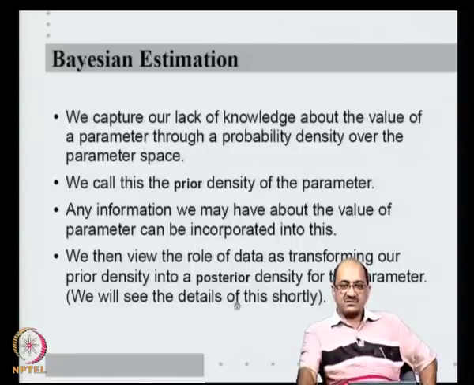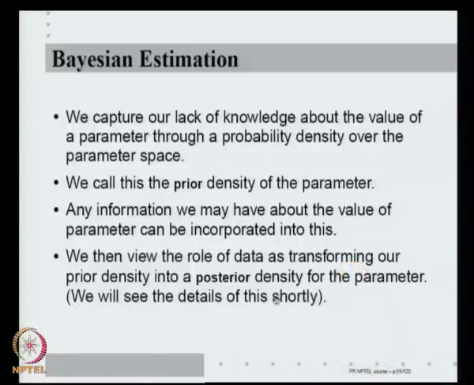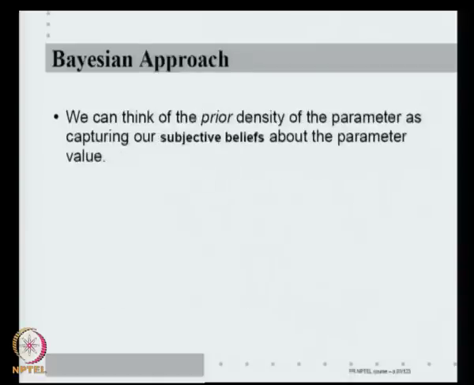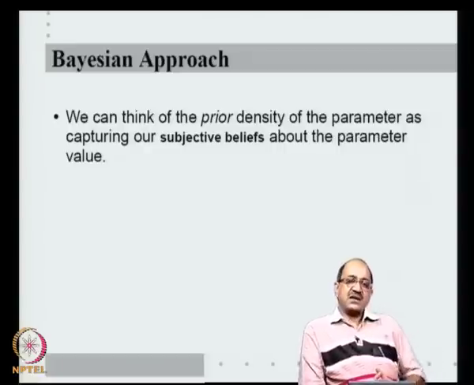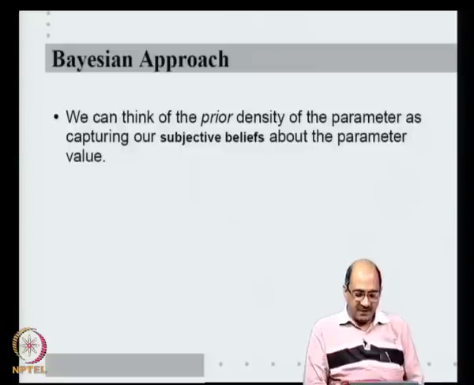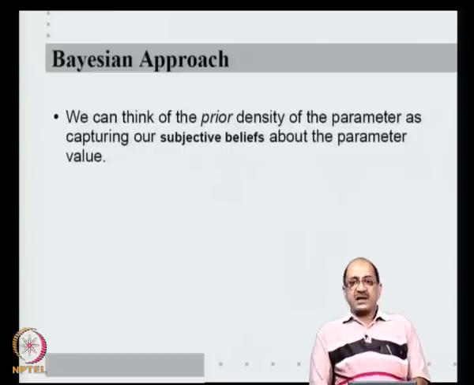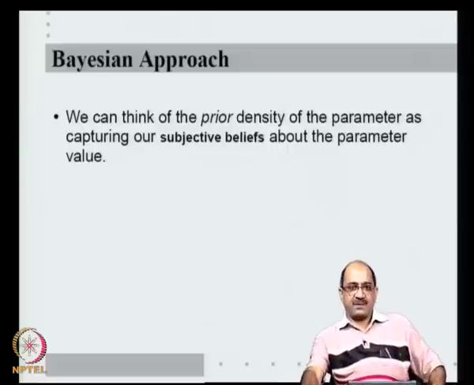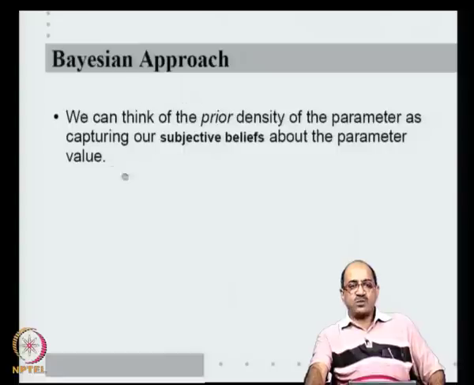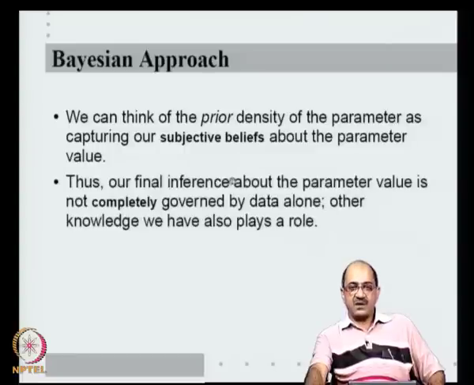Shortly, I mean maybe next class, but in the rest of this class we look at just this viewpoint in a little more detail. We think of the prior density of the parameter as capturing what can be called subjective beliefs about the parameter value. The Bayesian approach is an approach to probability, not just about parameters. The approach is that one can capture through probabilities our subjective beliefs, right. That is why we are thinking of the prior density of the parameter as capturing our subjective beliefs about the parameter value.